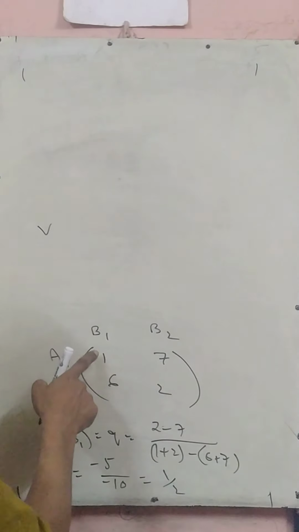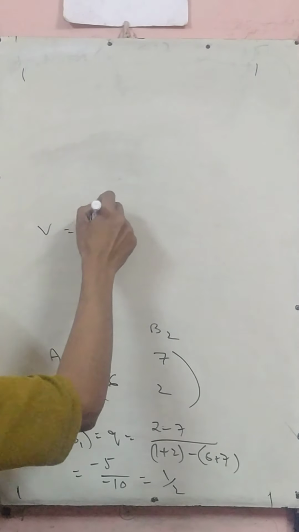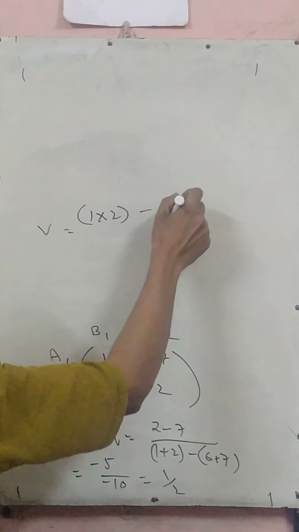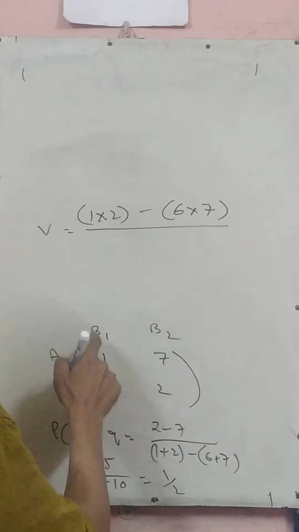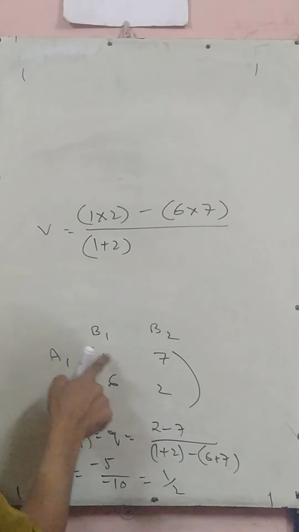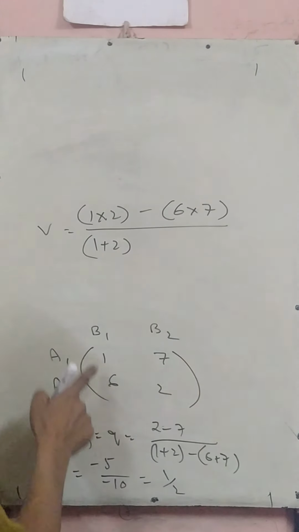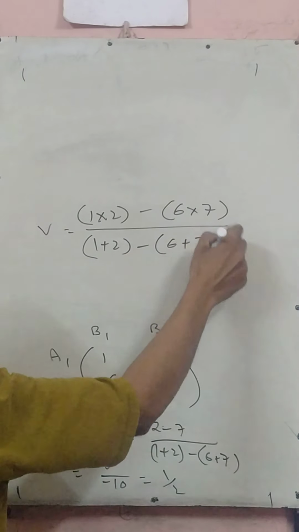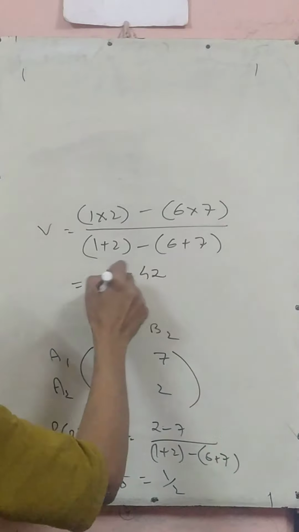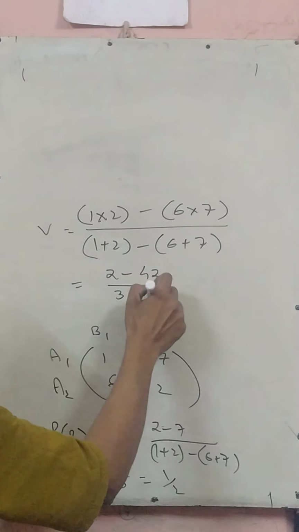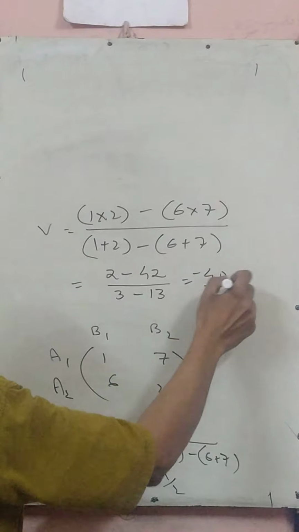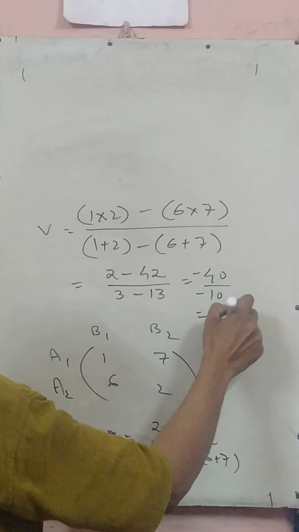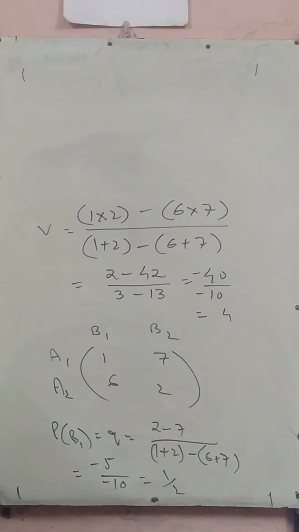Now what is the optimum value of the game? Optimum value means the best value of the game. In the numerator we will multiply 1 into 2 minus 6 into 7, divided by 1 plus 2. Very simple. This into this minus this into this, divided by this plus this minus this plus this. So easily we can solve, and the result is 2 minus 42 divided by 3 minus 13. So minus 40 divided by minus 10. So the answer is 4.